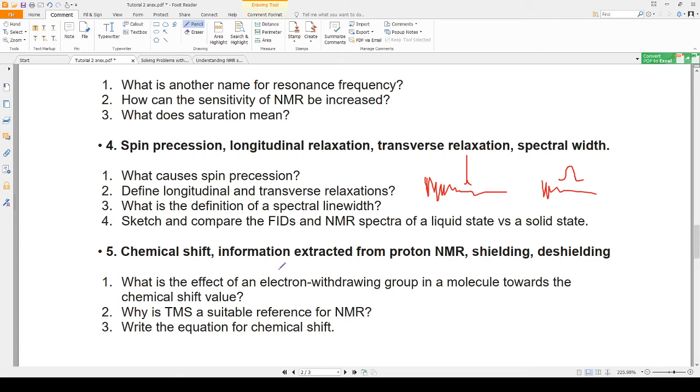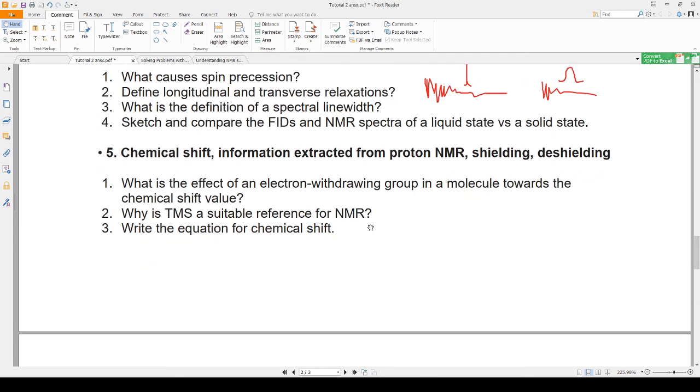Why is TMS a suitable reference for NMR? Please look up, there are many reasons there. This is something that you can look up in the notes. I think I gave you many points there. Why TMS, or tetramethylsilane, is a suitable reference for NMR.